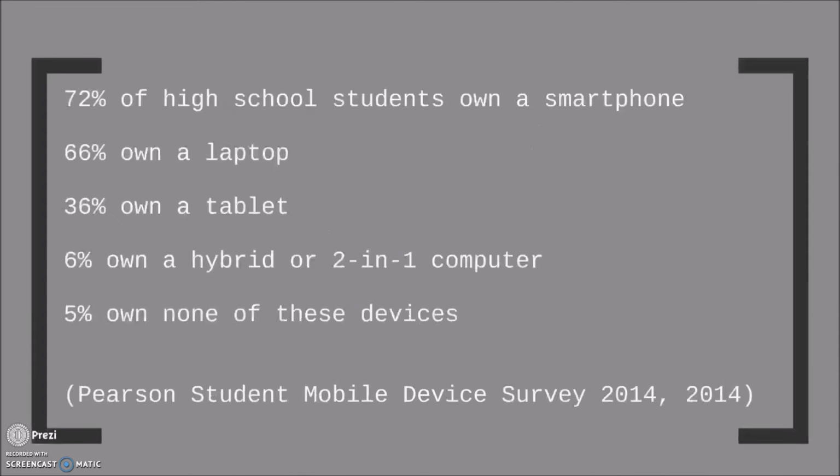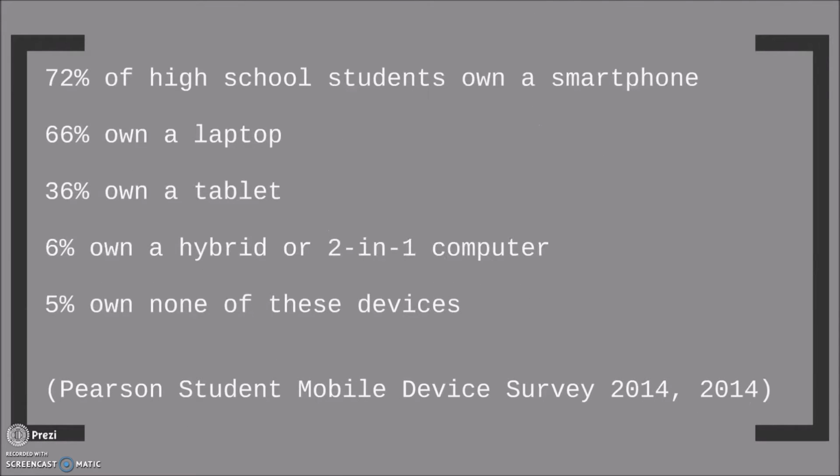Also, a lack of accessibility to mobile technology is an issue and a limitation on its effectiveness. According to a survey conducted by Harris Poll on behalf of Pearson, 72% of high school students own a smartphone, 66% own a laptop, 36% own a tablet, 6% own a hybrid or 2-in-1 computer, and 5% own none of these devices. Although these numbers might make it seem as if mobile technology is greatly accessible to all students, 5% is a large portion of a classroom.